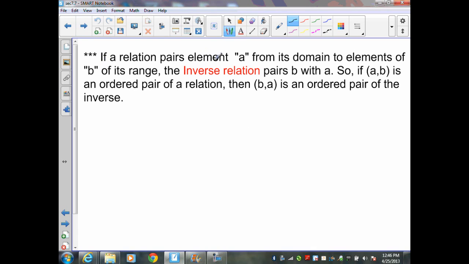If a relation pairs an element A from its domain, and we know the domain are the x values of the relation, to an element B in its range, which we know are the y values, the inverse relation pairs B with A. In other words, if my relation has the ordered pair A, B, where A is from my domain and B is from the range, then the inverse has the ordered pair B, A. In other words, the domain becomes the range and the range becomes the domain. In other words, you switch the x and y values.